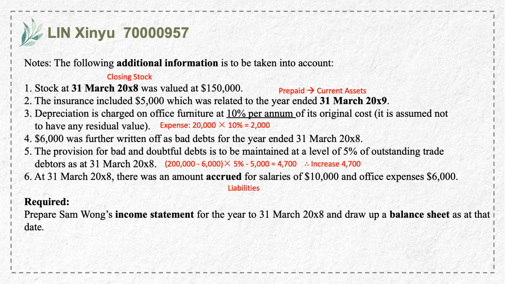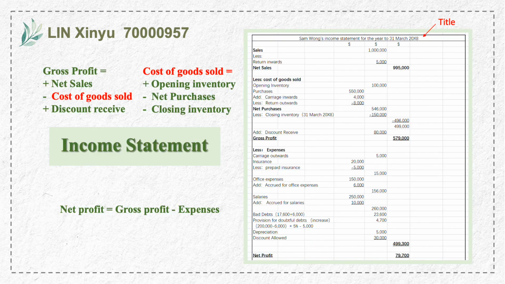So this is liabilities. This is the income statement, and don't forget the title of the income statement is very important. In order to get the gross profit, we should use the net sales minus cost of goods sold plus discount received. So we use sales less returns inwards to get the net sales, minus cost of goods sold and add the discount received to get the gross profit.